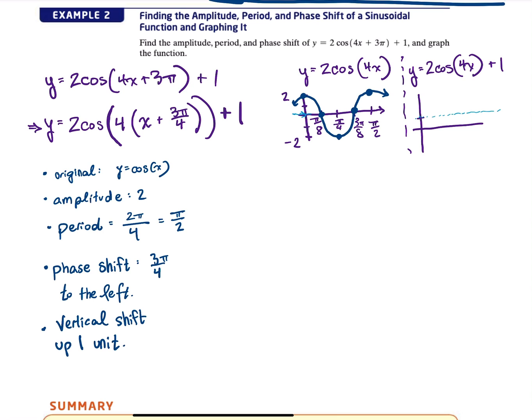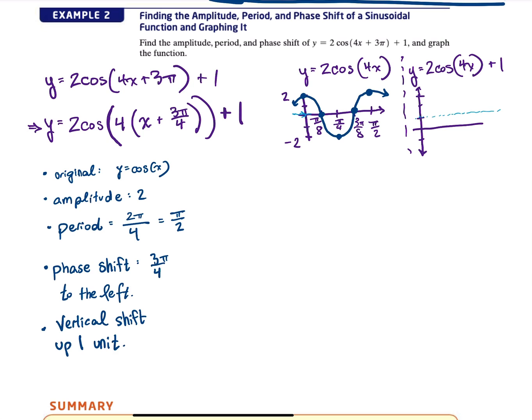Or our middle point, we can view it as it's going to be hitting that imaginary horizontal line, I should say. Okay, so everything from the previous graph has been shifted up 1 unit. So instead of hitting positive 2 here, it should go up to 3. So that's where our maximums will be. And instead of down here at negative 2, it'll just go down to negative 1. That's where the minimum points will be.